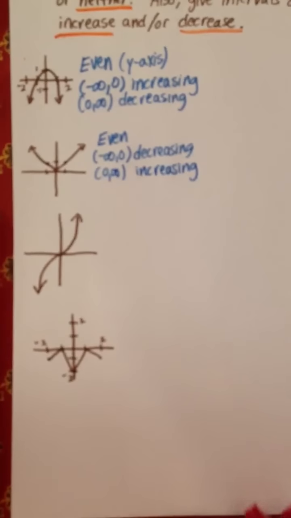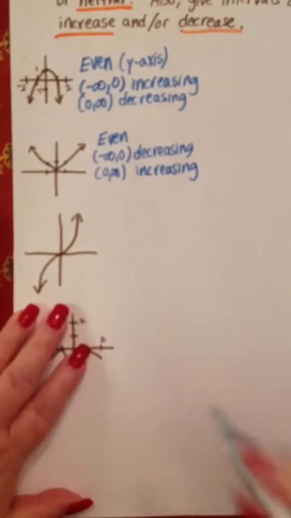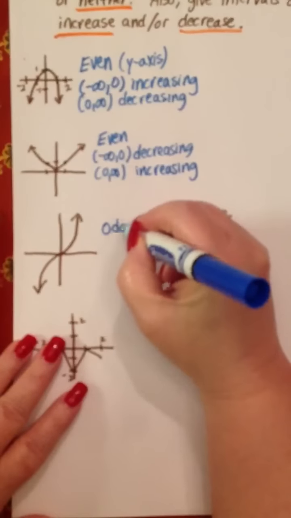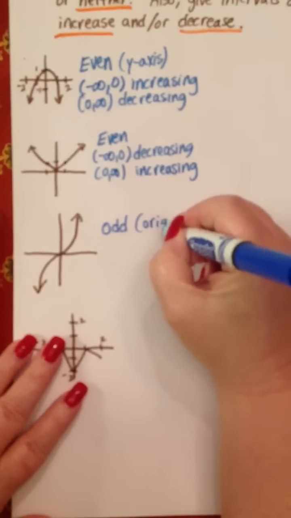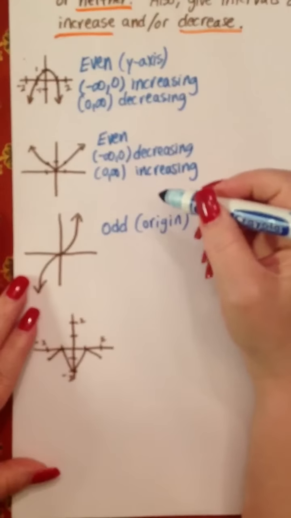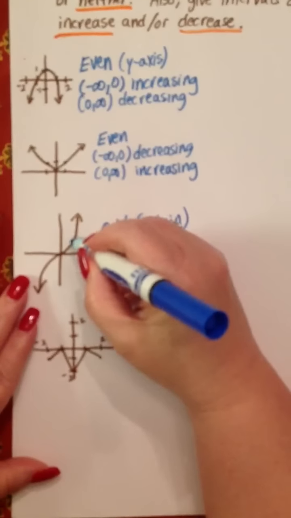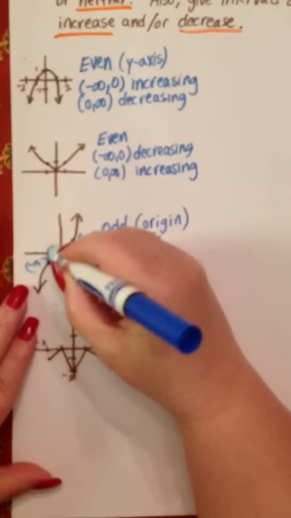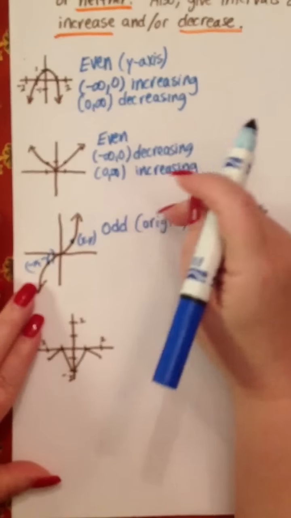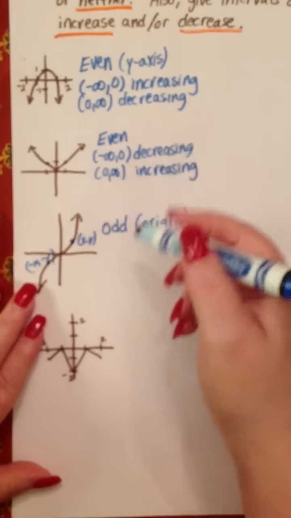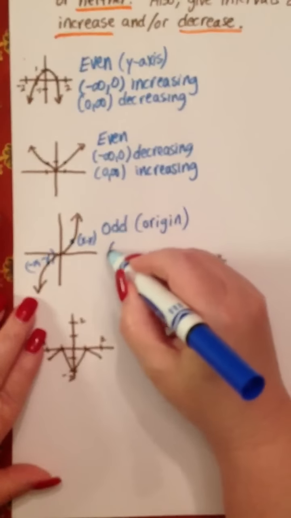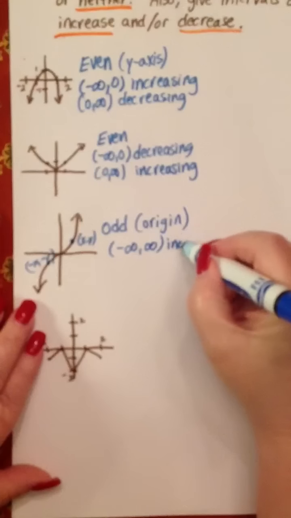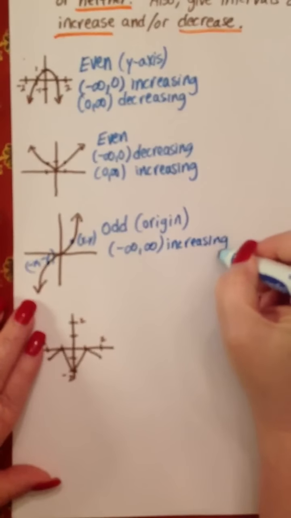Alright, the next function, this looks to be like a cubic function, and it is considered to be an odd function because it has symmetry about the origin. If it has symmetry about the origin, remember, officially symmetry about the origin means for every x, y on the graph, there is a negative x, negative y on the graph. If that's true, then it has symmetry about the origin, and it is odd, okay? This graph from negative infinity to infinity, if you go from left to right, it seems to be increasing because it's getting bigger. It's going uphill.